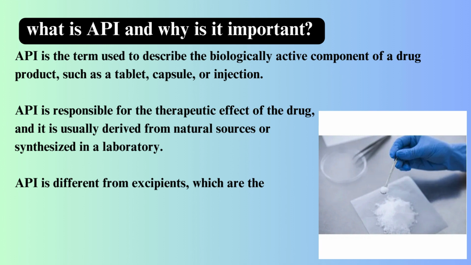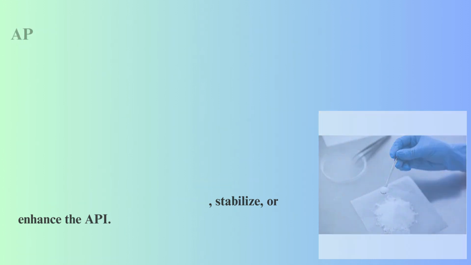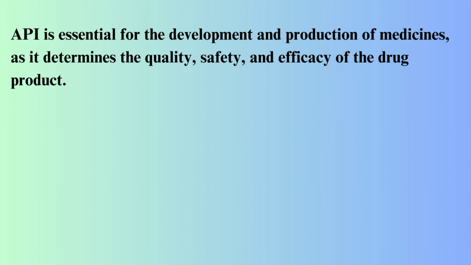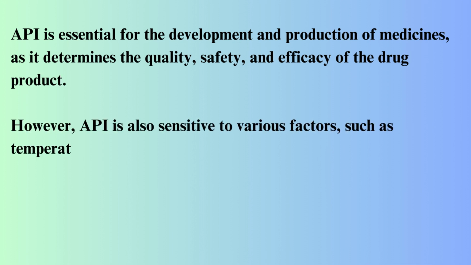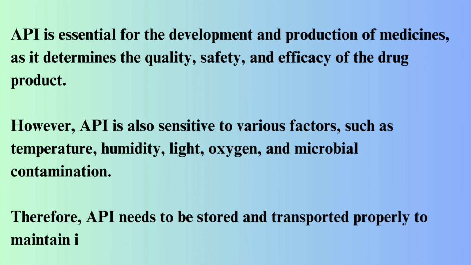API is different from excipients, which are the inactive ingredients that help deliver, stabilize, or enhance the API. API is essential for the development and production of medicines, as it determines the quality, safety, and efficacy of the drug product. However, API is also sensitive to various factors, such as temperature, humidity, light, oxygen, and microbial contamination. Therefore, API needs to be stored and transported properly to maintain its stability and potency.